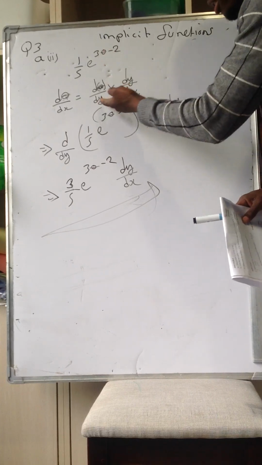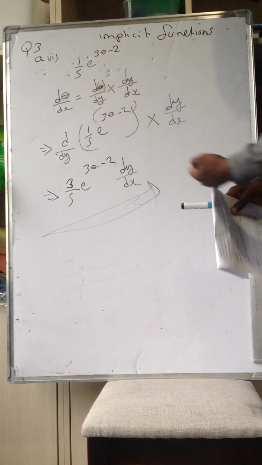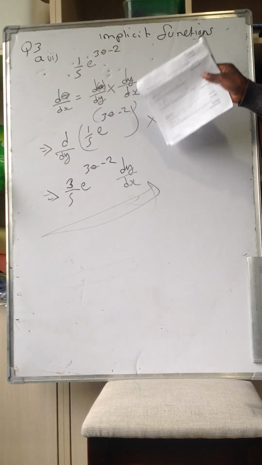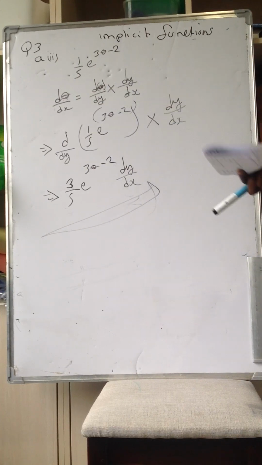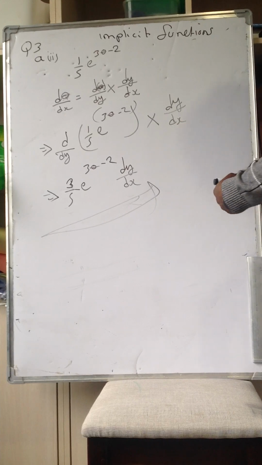So it's supposed to be d theta over dy, multiplied by dy over dx. This is how it's supposed to come out. So this one becomes your answer. Fine. We proceed to question B.